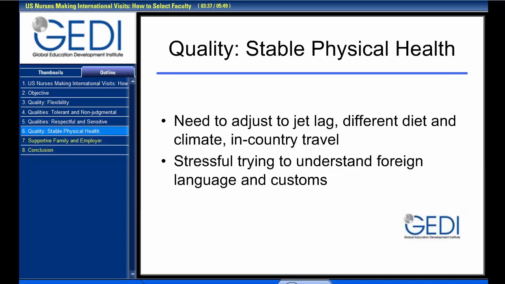You want to have stable physical health. It's critical that you not travel to another country with a list of healthcare needs of your own that require constant attention. You need to adjust to jet lag, the different diet, climate, and in-country travel. You want to be sure that you have taken care of yourself and your own needs so that you can contribute as much as possible to the overall collaborative effort. It's stressful trying to understand foreign language and customs, and you do need to be sensitive to that, and a stable physical condition will enable you to do so.